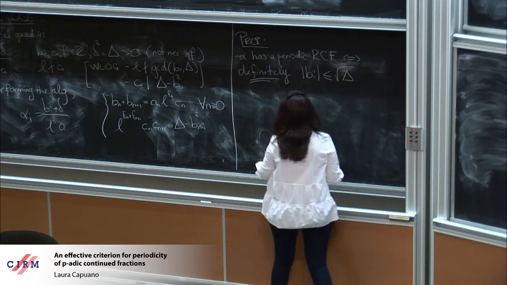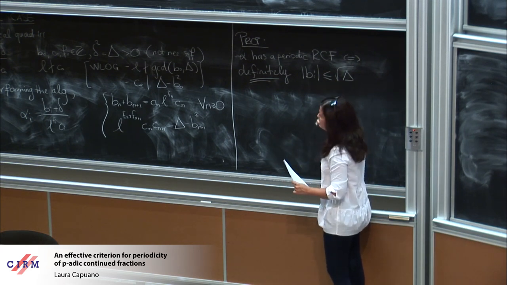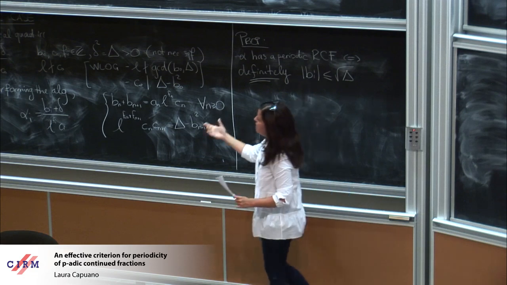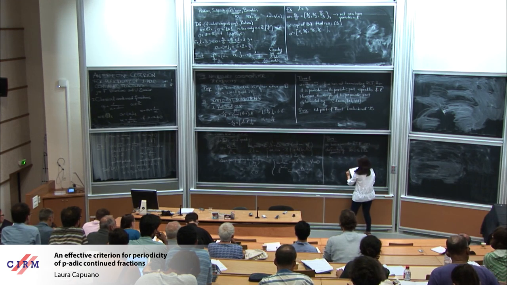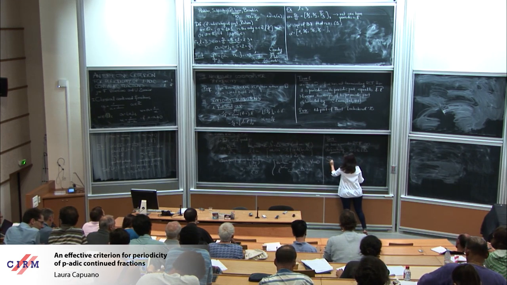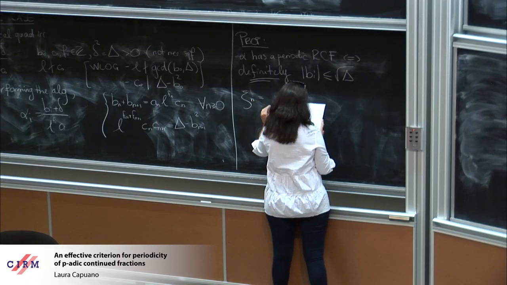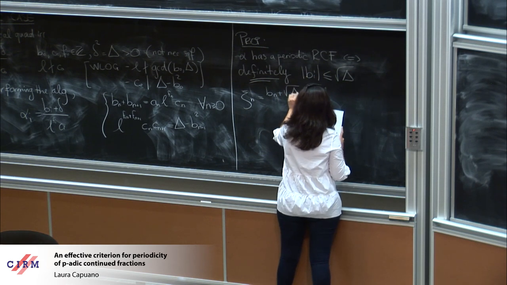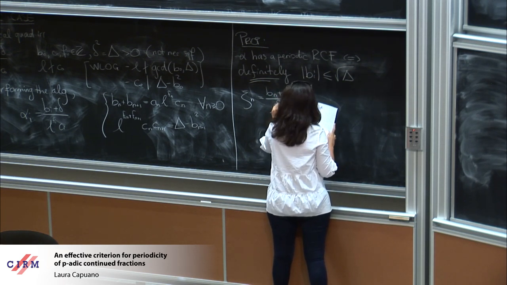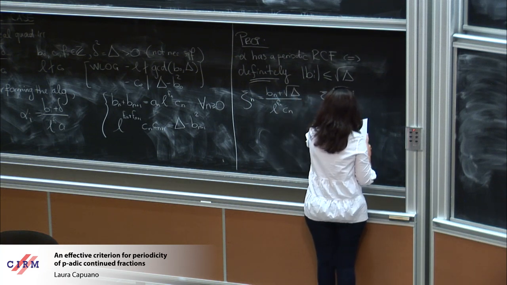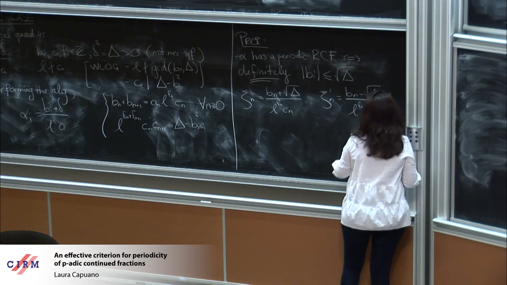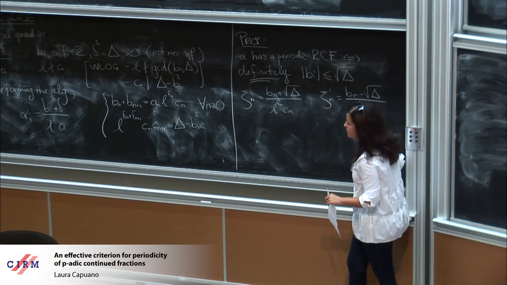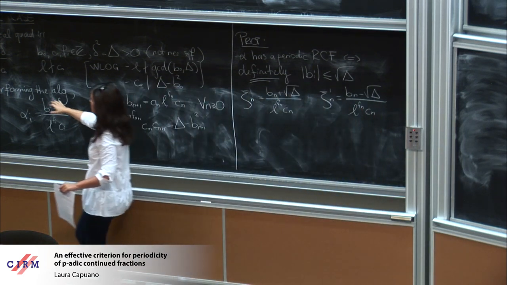And you have the following fact, that this bound is actually related to the real embeddings of your alpha. What do I mean by this? I mean this, that if you denote by xi_n the number v_n plus the square root of delta over this guy, and its conjugate by xi_n prime, so these are just the two real embeddings of your alpha, because alpha is of this form.